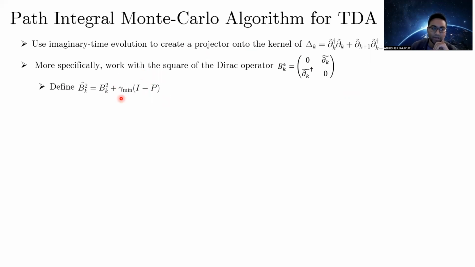And gamma min over here is basically the spectral gap of the combinatorial Laplacian. It's upper bounded by the first non-zero eigenvalue, because you will generically have a bunch of zero eigenvalues as well. So you slightly modify this Laplacian by adding this penalty.